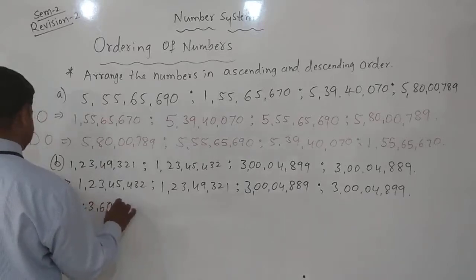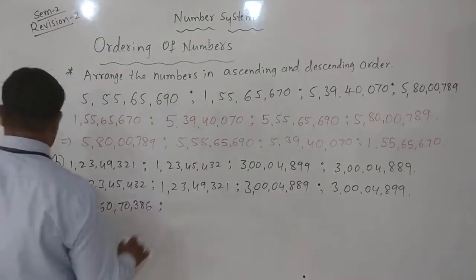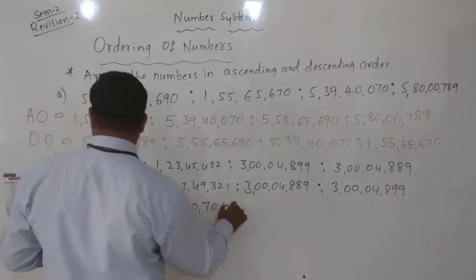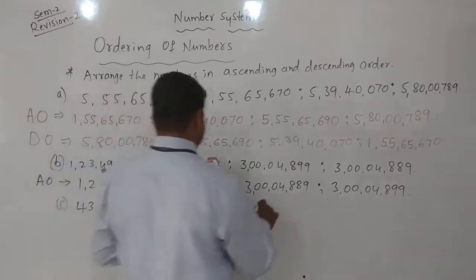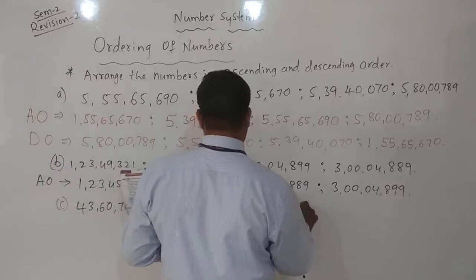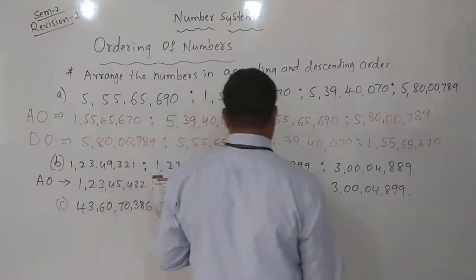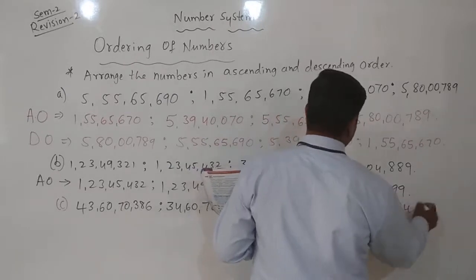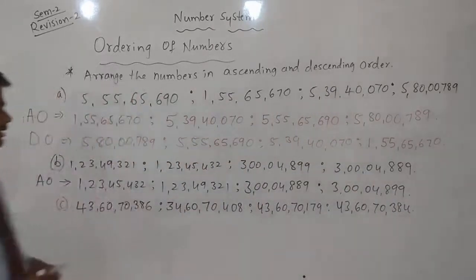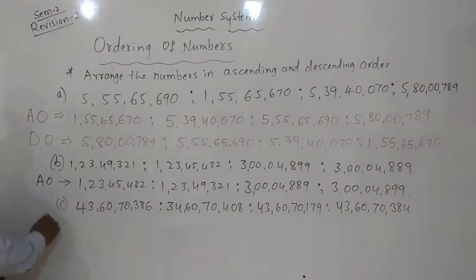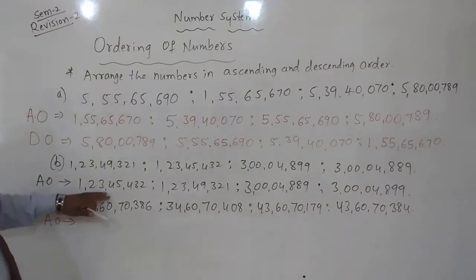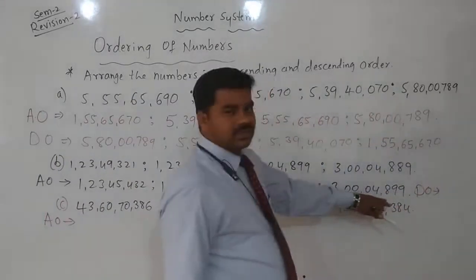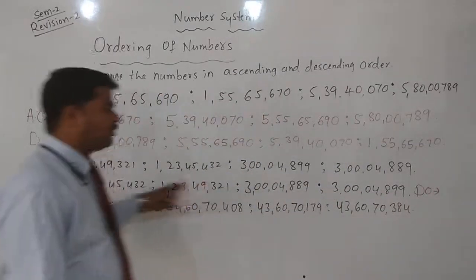43 crore 60 lakh 70,386, 34 crore 60 lakh 70,408, 43 crore 60 lakh 70,179, and 43 crore 60 lakh 70,384. This is the set of numbers. Arrange these in ascending order, very simple. Here, for descending order, just interchange. Descending order means reverse, biggest to smallest. We can write the descending order.